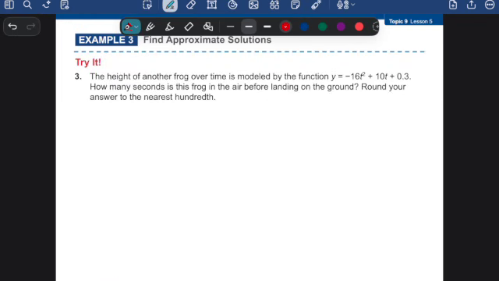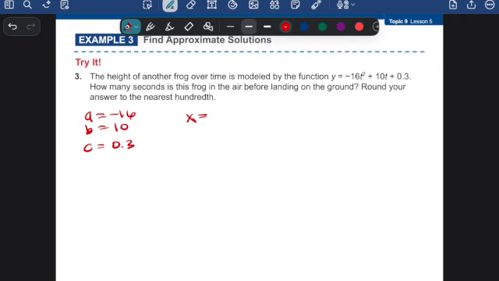The height of another frog over time is modeled by this function. How many seconds is this frog in the air before landing on the ground? Round your answer to the nearest hundredth. Okay, so we're going to do the same thing. What are our values of A? A equals negative 16. B is positive 10. C now, different constant. Plug that into our quadratic formula.